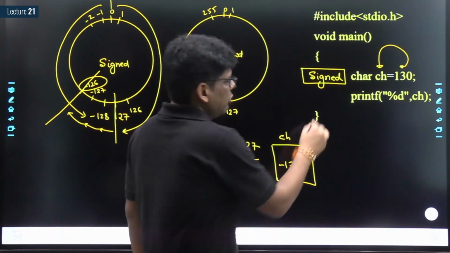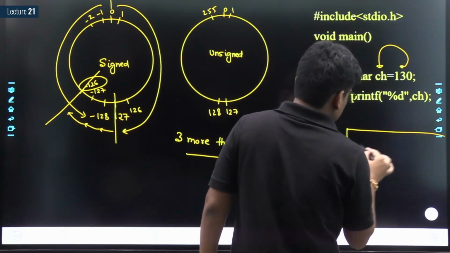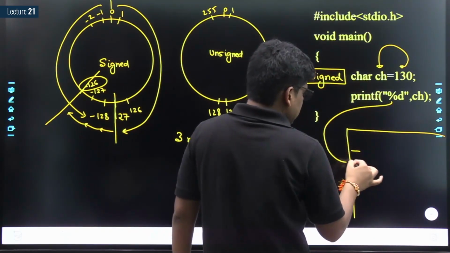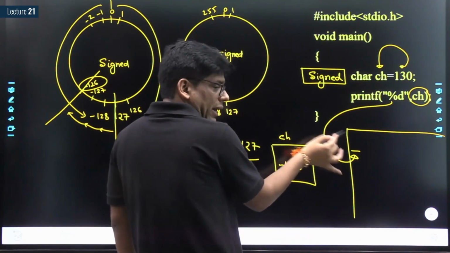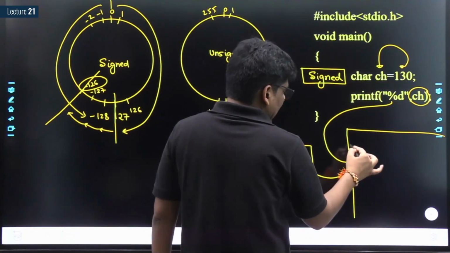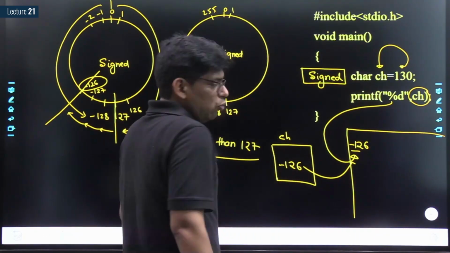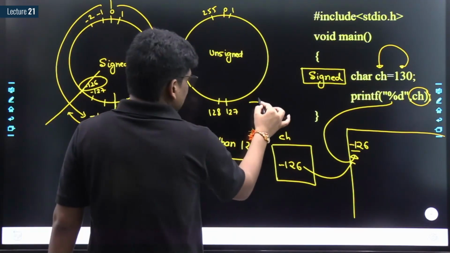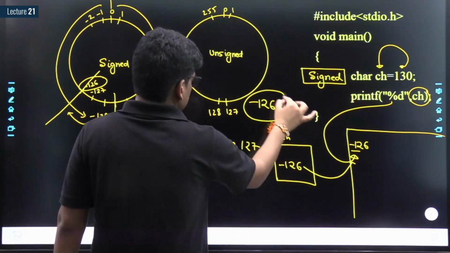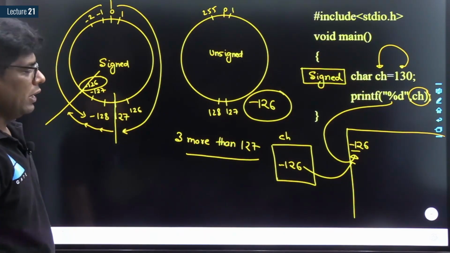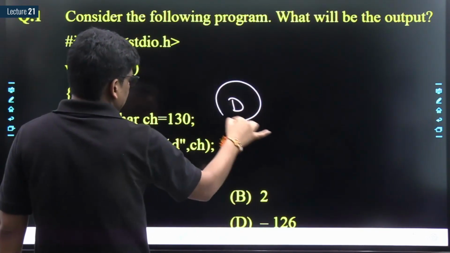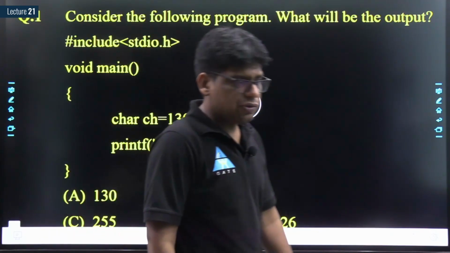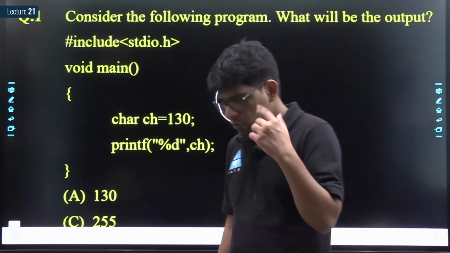Done, sir. And what is the task of printf? Everyone knows, sir, at current cursor position, some integer value is to be printed. From where to take that value? Go at variable ch, pick this value and print it. That's why the output of this code is minus 126. I hope it must be clear to each and every person who is watching this lecture. So what is the answer? Sir, option D, that is minus 126. So this was classroom question 1, workbook question number 1.